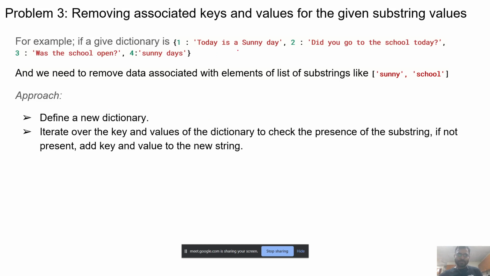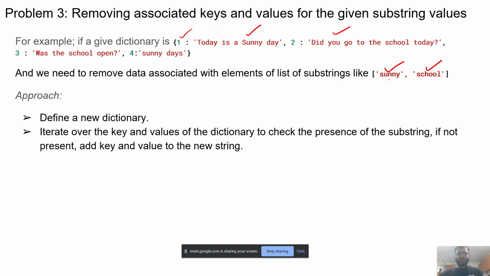So basically in this particular case, we are given a dictionary which has numeric keys like 1, 2, 3, 4, and the values are given in string form. For those values, we want to see if substrings like sunny or school appear in this data, and if they do, we want to remove that data. By removing that data, I simply mean that the key and value both should be removed.